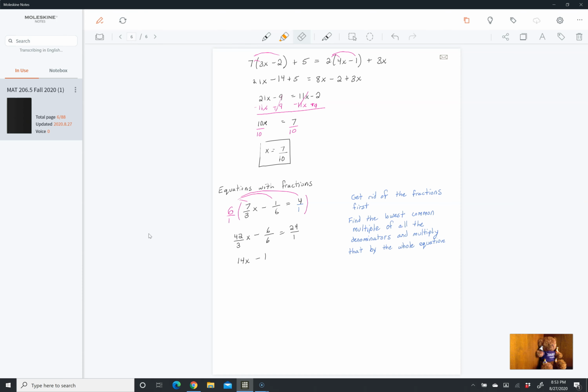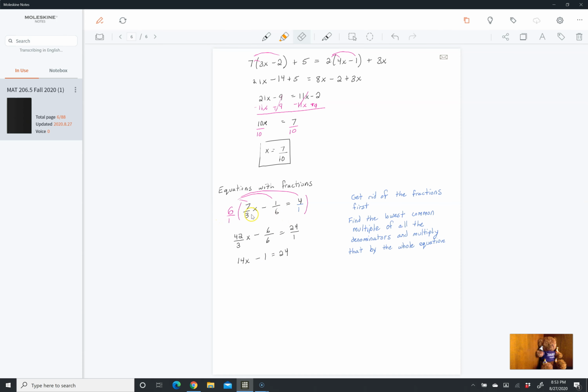6 over 6 is 1. And 24 over 1 is 24. Okay? Now, for those of you who are more comfortable with fractions, you might know that you could cancel. 3 goes into 6 twice, so you would do 2 times 7, which gives you 14. 6 goes into 6 once, so you would do 1 times 1, or 1.